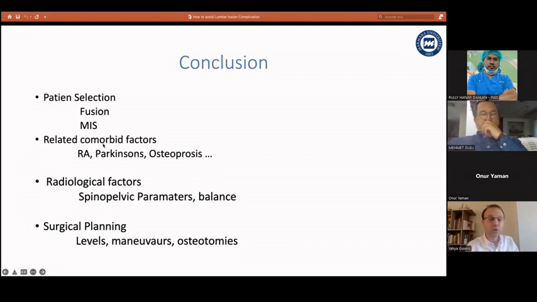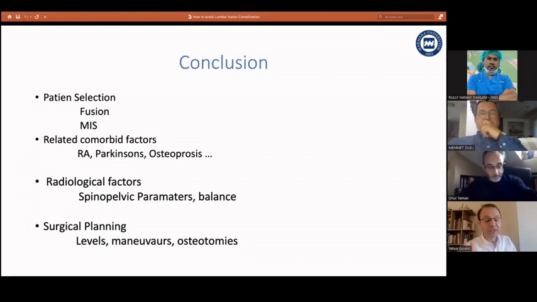And the other thing is the comorbid factors. For example, rheumatoid arthritis, Parkinson's disease, and osteoporosis. It is very dangerous for using fusion techniques. If it is really necessary, we can use fusion. But if we haven't any obligation to fusion, we can use minimal invasive techniques for these groups.